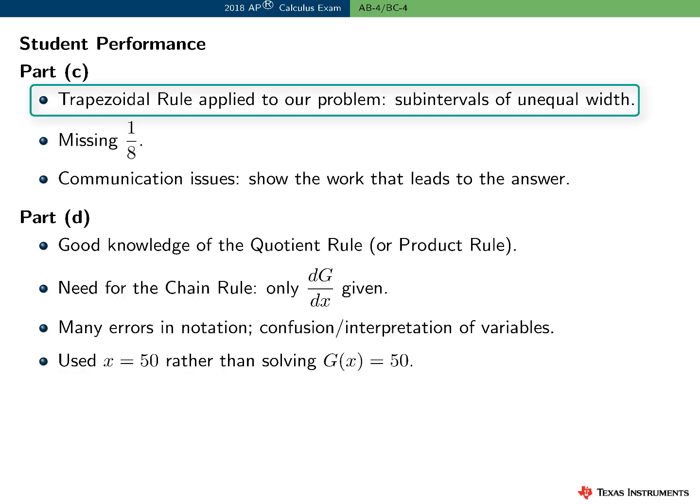In Part C, many students successfully demonstrated the use of a trapezoidal sum for approximating the integral from 2 to 10 of h of t dt. However, some students attempted to apply the so-called trapezoidal rule, which did not apply to this problem, since this rule requires subintervals of equal width.